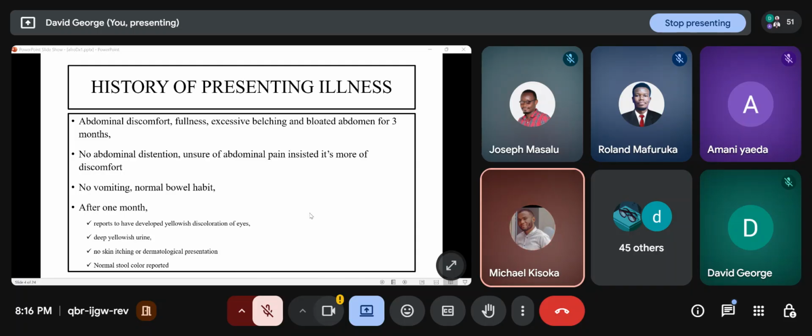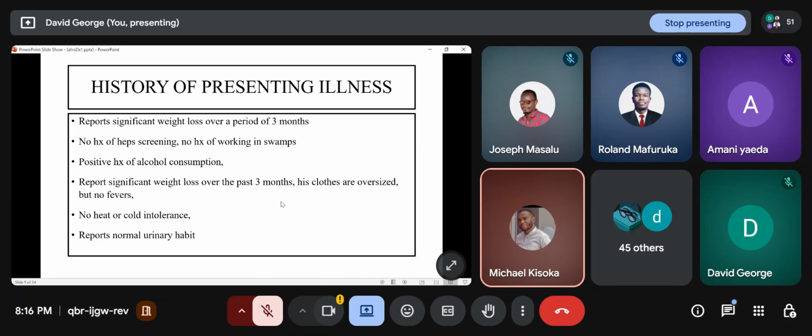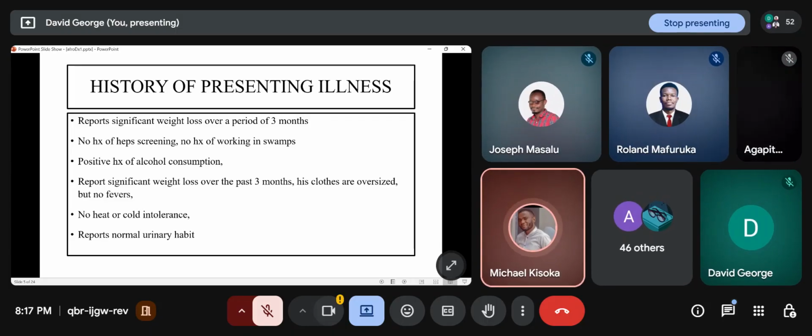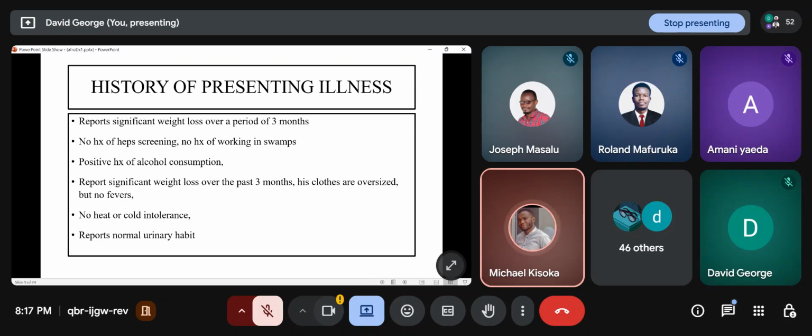Proceed, David. He also reports a significant weight loss over the past 3 months. He has no history of hepatitis screening and no history of working in swamps. He has a positive history of alcohol consumption, which is controversial. The patient reports using alcohol in moderation. Meanwhile, the relatives say the patient is using a significant amount of alcohol. His clothes are oversized, but he reports no episode of fever, no heat or cold intolerance, and normal urinary habit.